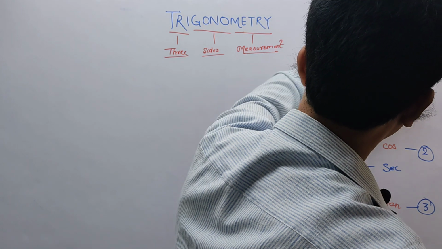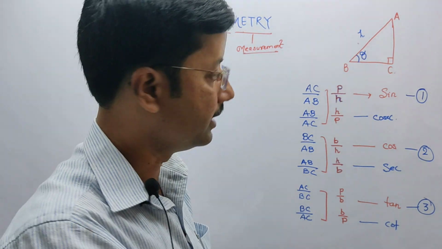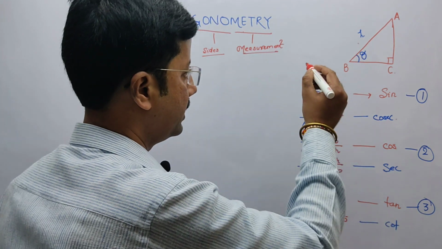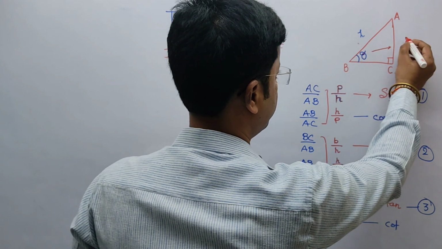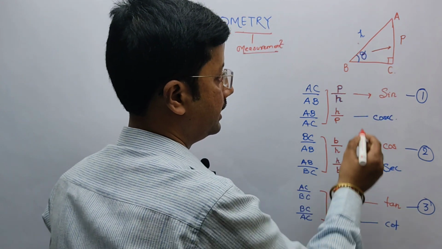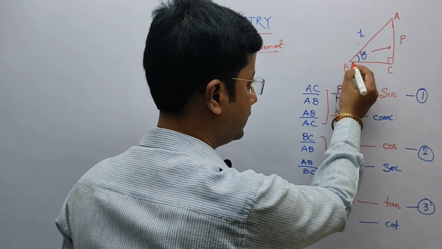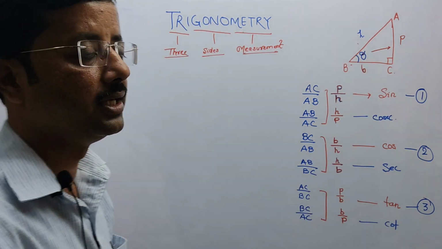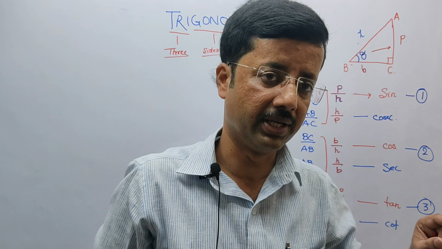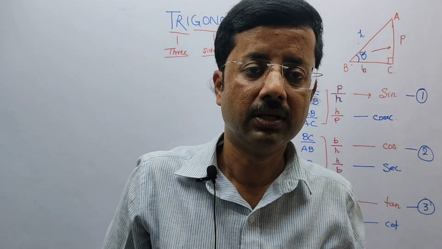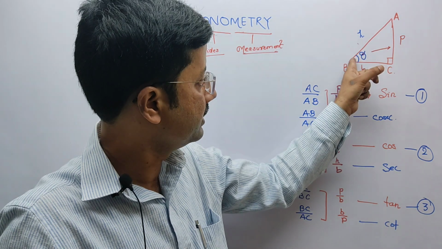The moment I have taken this angle as theta and I have to find out sine theta, the rule says that whenever we are taking any angle, the side in front of this angle will be perpendicular, and the side adjacent, which is along with that angle, is base. So this is the boss who is going to decide which is perpendicular and which is base. There is no controversy over perpendicular and base once I have taken the angle theta, meaning angle B.